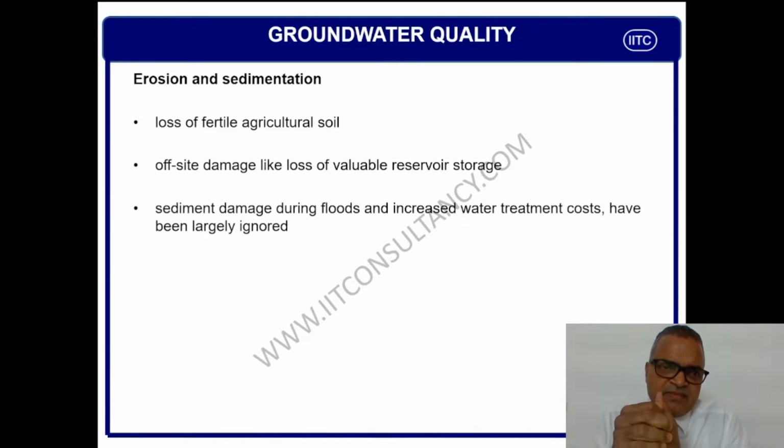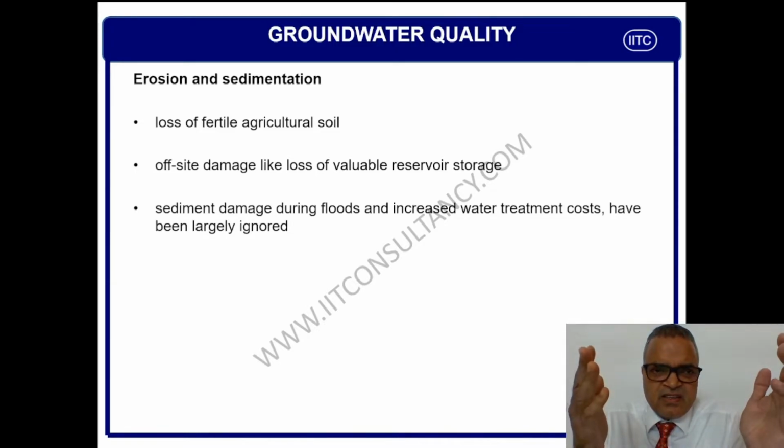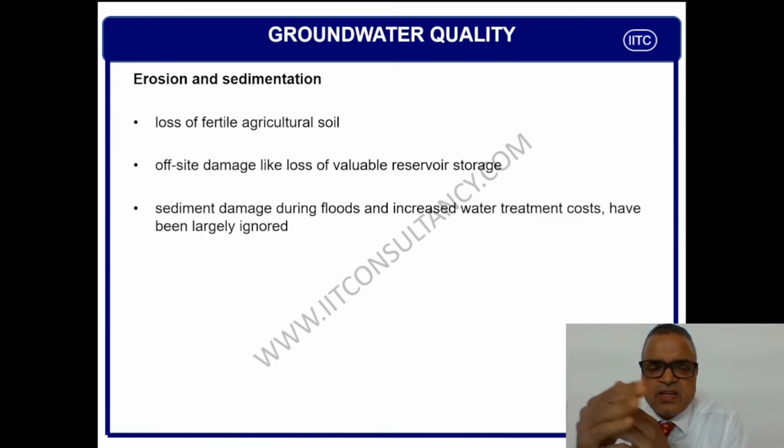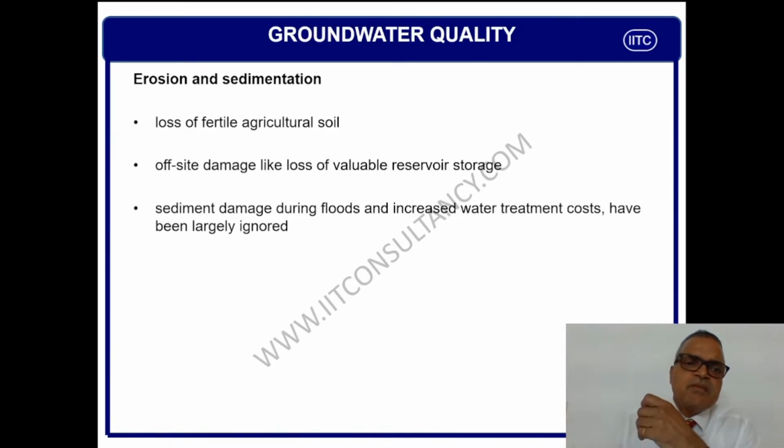Erosion and sedimentation. Because of rain and deforestation, there is loss of fertile agricultural soil. Topsoil is being washed away due to the rain, and this is going into the riverbed. Offsite damages like loss of valuable reservoir storage, sediment damage during floods, and increased water treatment costs have been largely ignored. So this is another cause of water and groundwater pollution. And who is responsible for this? We human beings.